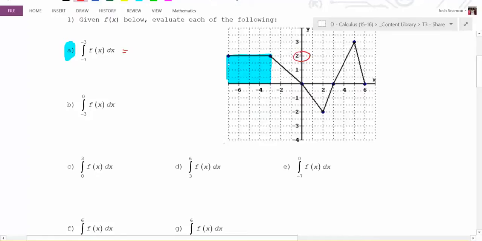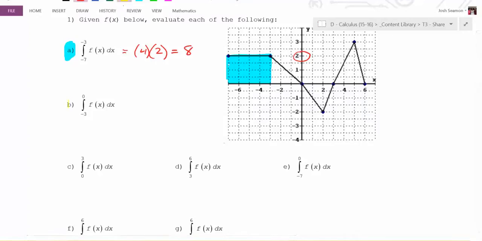Look at this, it goes up to 2, so what's the base? 4, and what's the height? 2. So what's the area going to be? 8. You have to be real careful. This one's a little tricky because the scale is different on the y-axis.